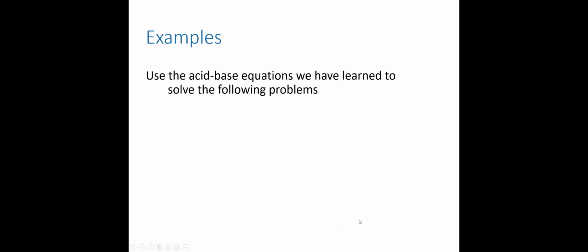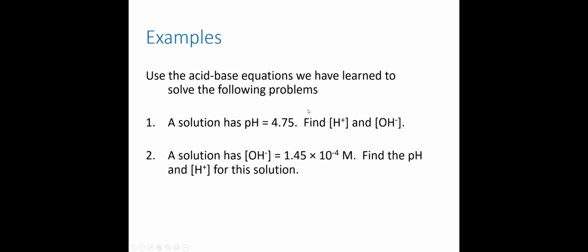So we've learned some important equations, and we want to put them to use here. Let's say that we have a pH of 4.75 for a solution. Let's find the proton concentration and the hydroxide concentration. After that, let's look at another solution. Given the hydroxide concentration, we want to be able to find the pH and the proton concentration. So it's important that given any one of these three pieces of information, we be able to find the other two, and also that we be able to say whether the solution is acidic, basic, or neutral.